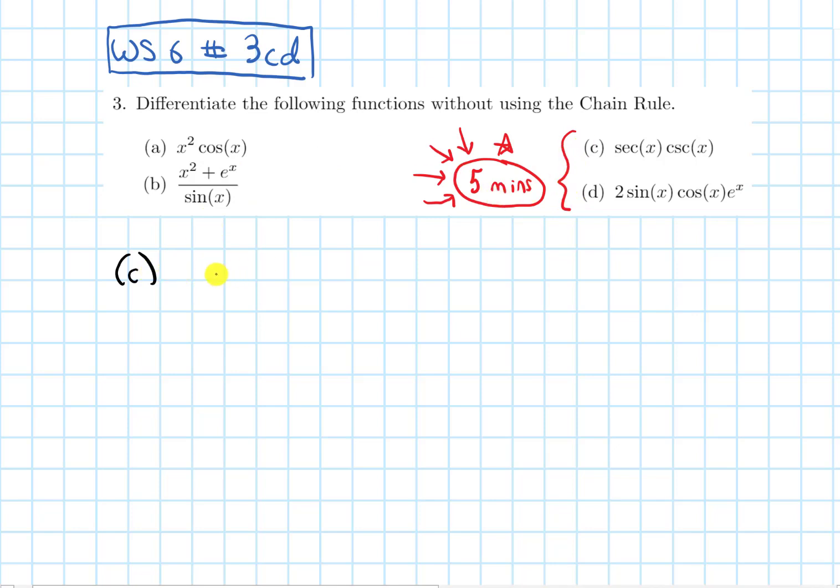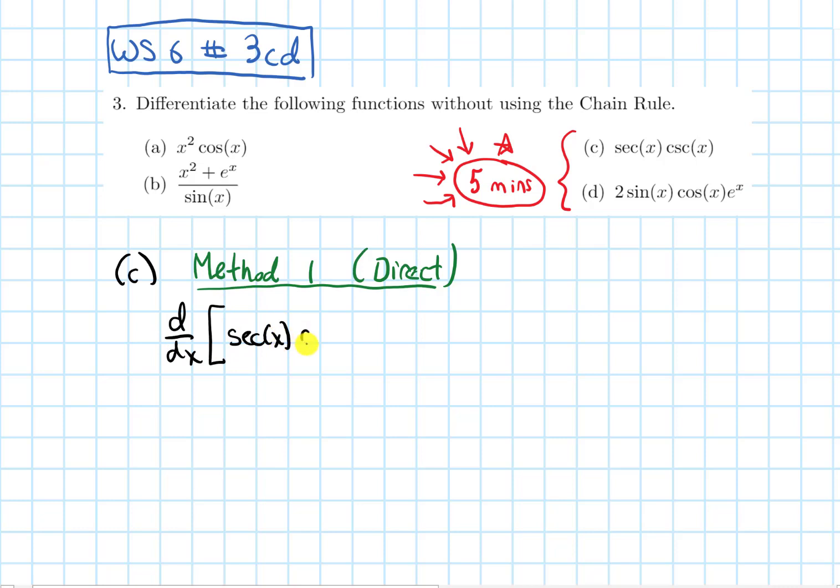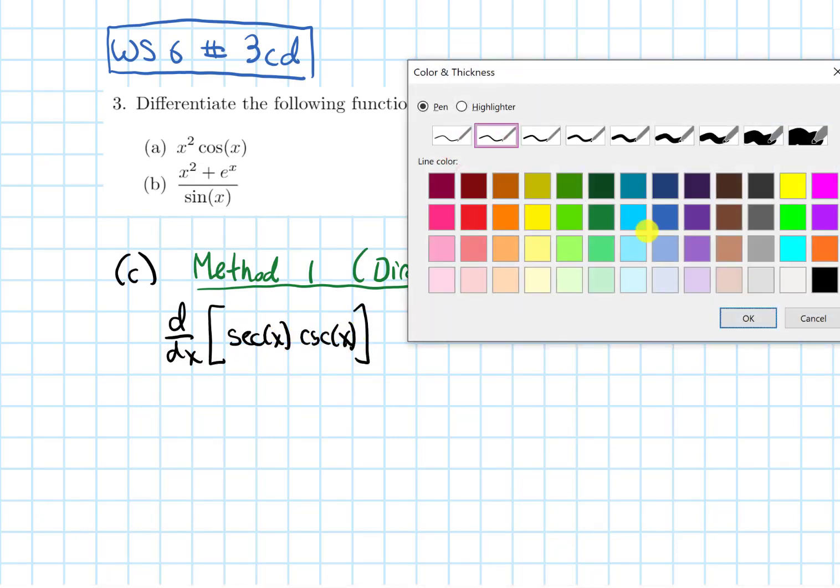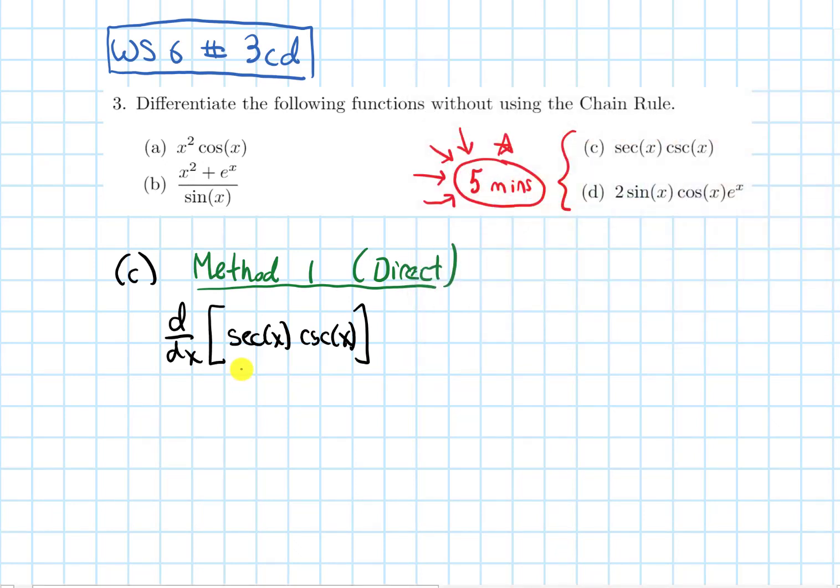So for C, I want to show how to do this in 2 ways. Method 1, I will call the direct approach. We want the derivative of secant x times cosecant x. I noticed that we have two functions multiplying each other, the secant and the cosecant, so we can do this using the product rule.